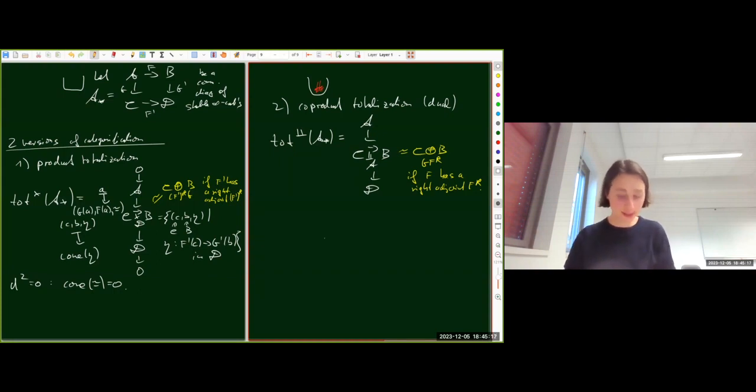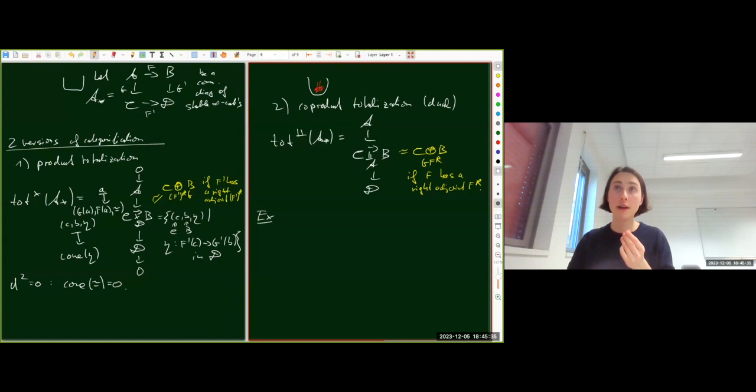Let's end with a concrete example of this totalization construction coming from algebraic geometry. I am supposed to end at 50, right? Yes, okay, so we'll end right on time.